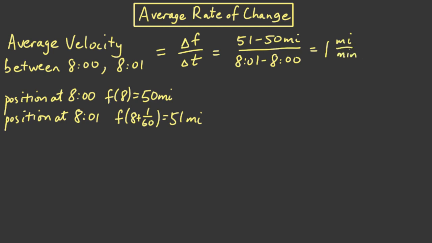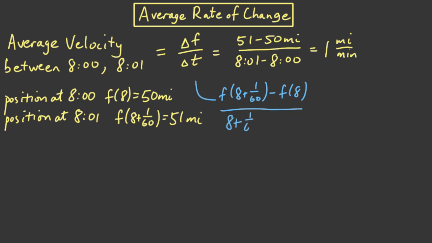Now, we wanted this in miles per hour. So there are a couple ways to do that. One way is to just rewrite everything in terms of hours rather than minutes. So on the top, we have f of 8 plus 1 over 60 minus f of 8. That's the difference in position. And on the bottom, we have the difference in the two times.